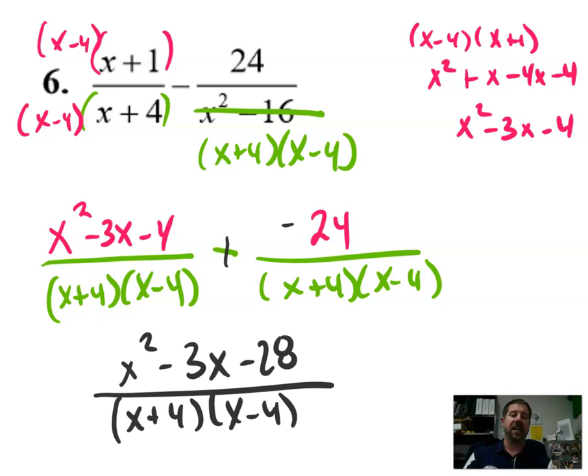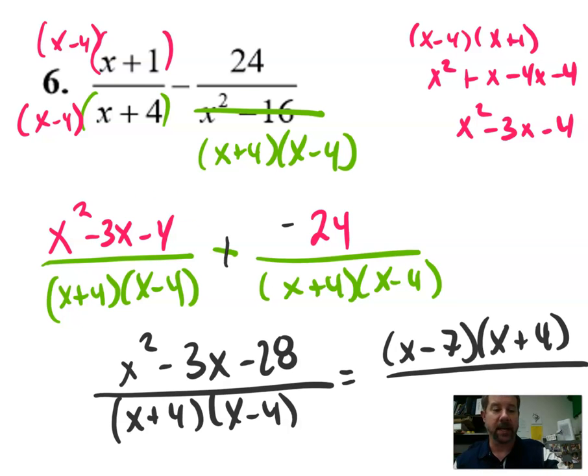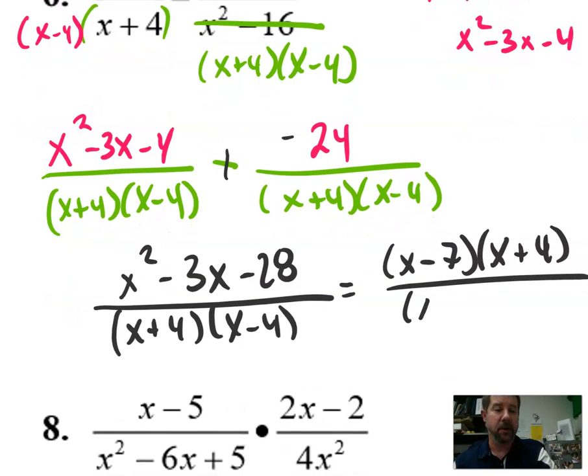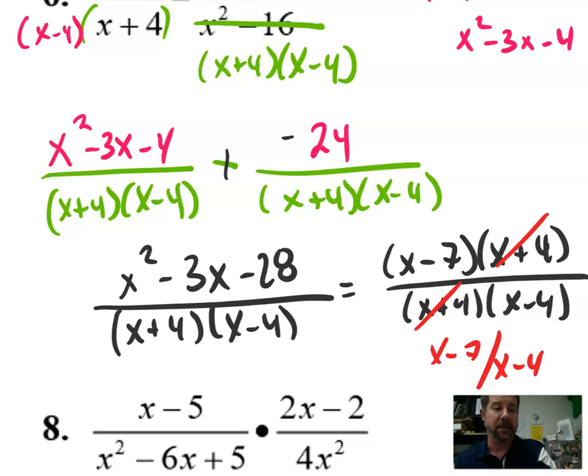Once it's in one fraction, now's when you're going to try to factor to kill things off. And in this case, it works. We get x minus 7, x plus 4. And in this case, hey, I got something that I can kill off. I can kill off the x plus 4s. And so x minus 7 over x minus 4 is our final answer.